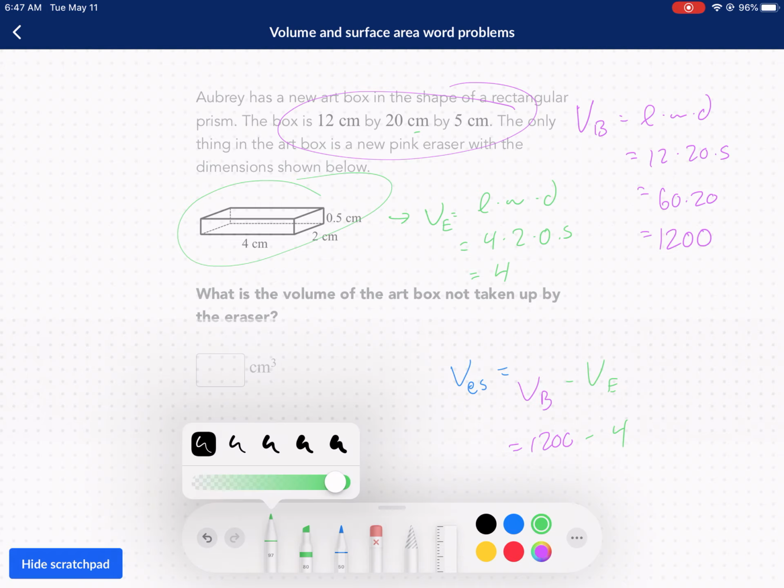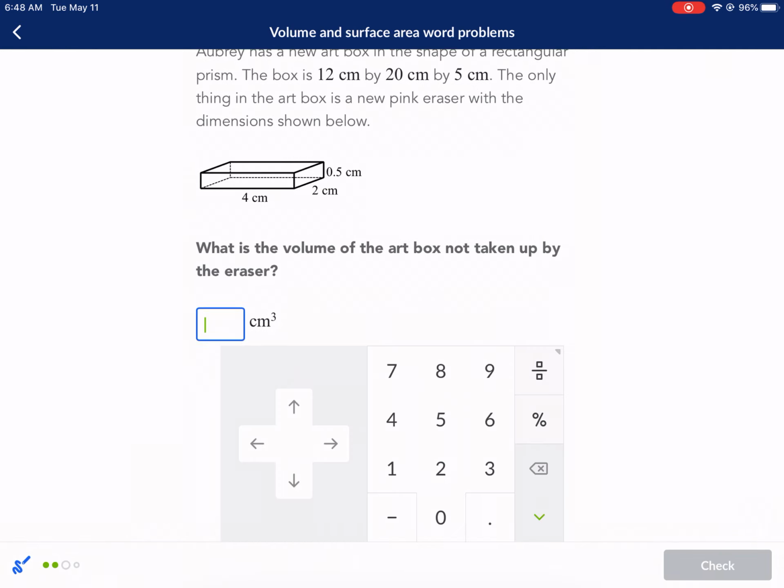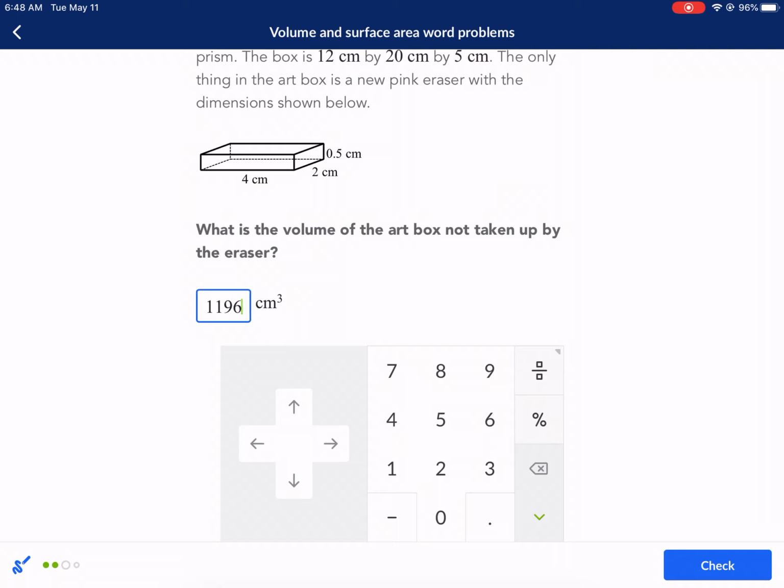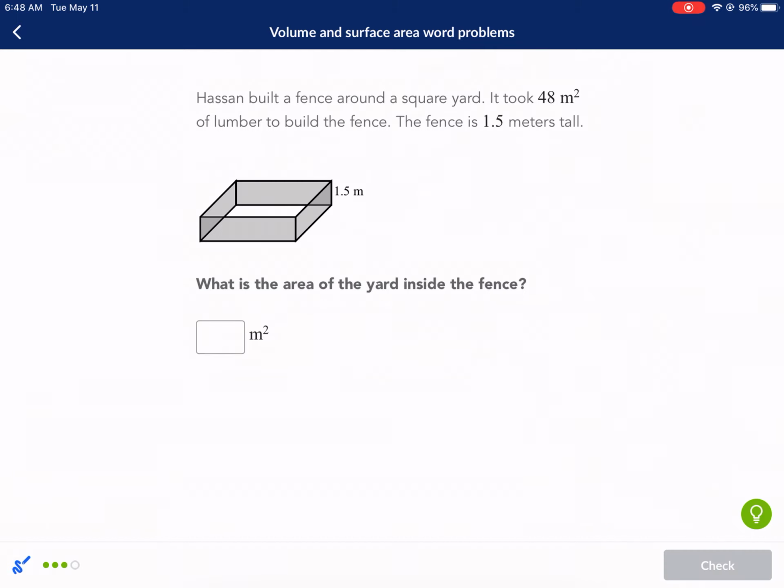Why am I not writing anything? Okay. 1,196. There we go. Centimeters cubed, 1,196. Check it. Next question, last one. Give me surface area, please.